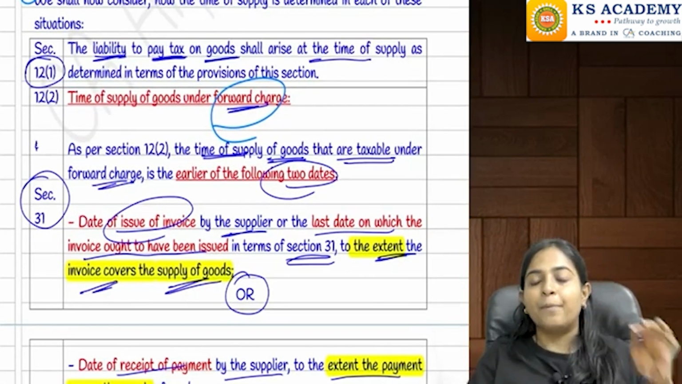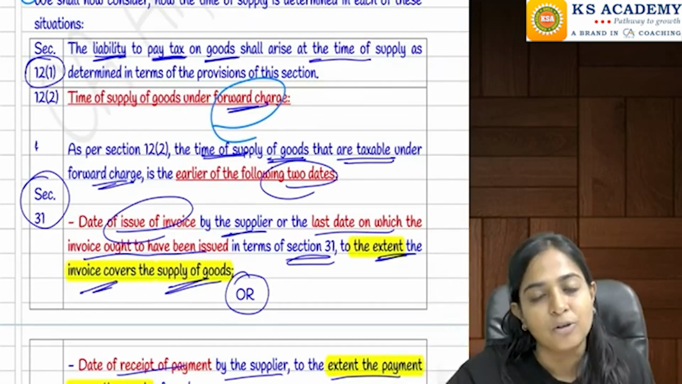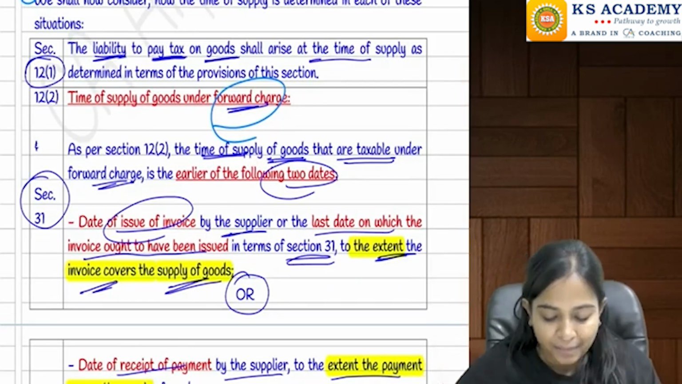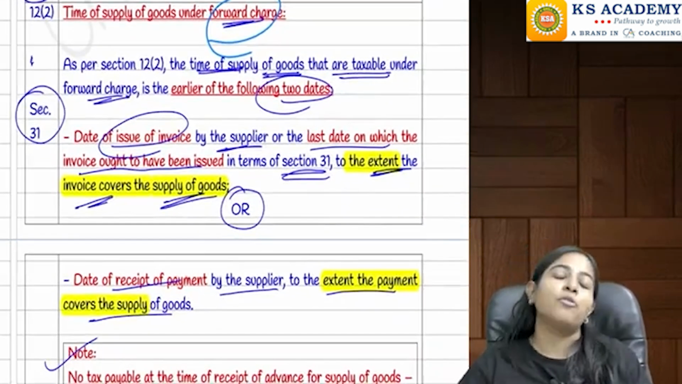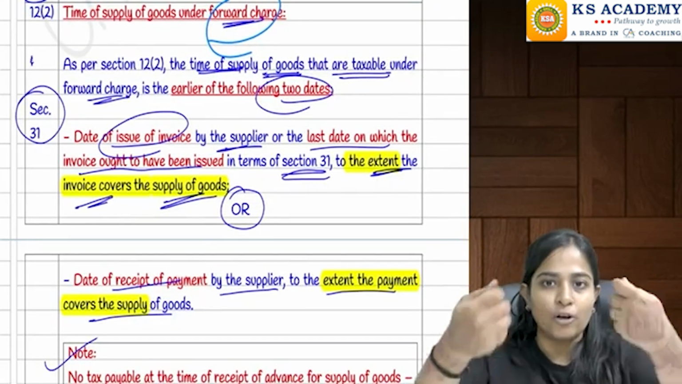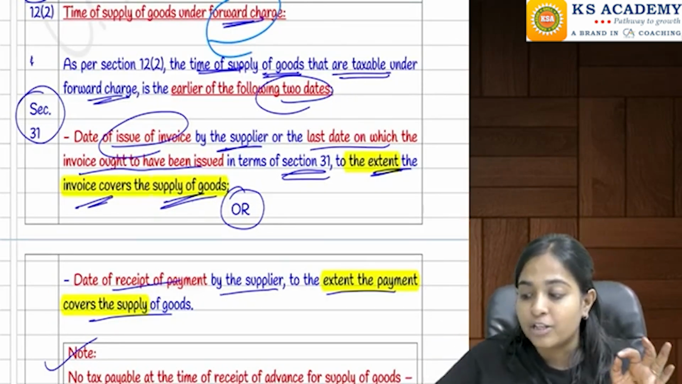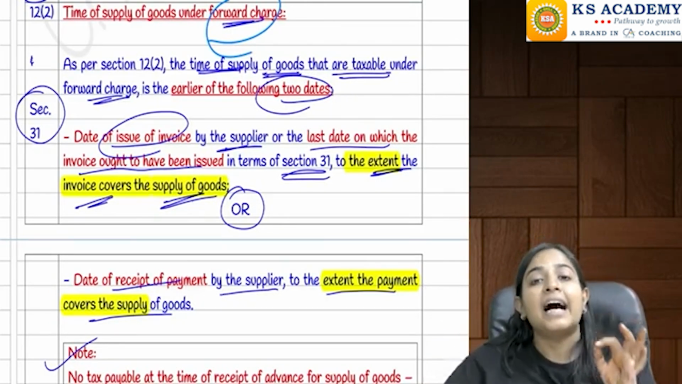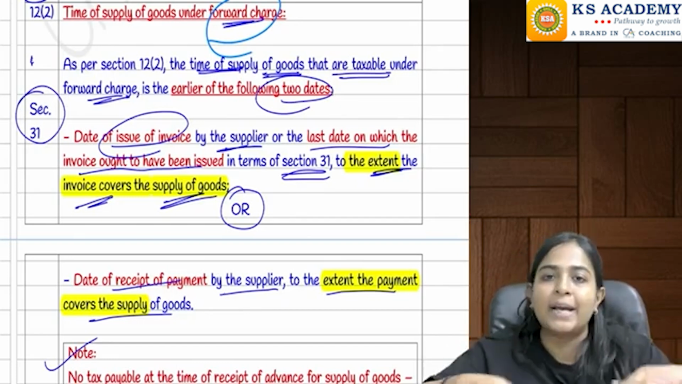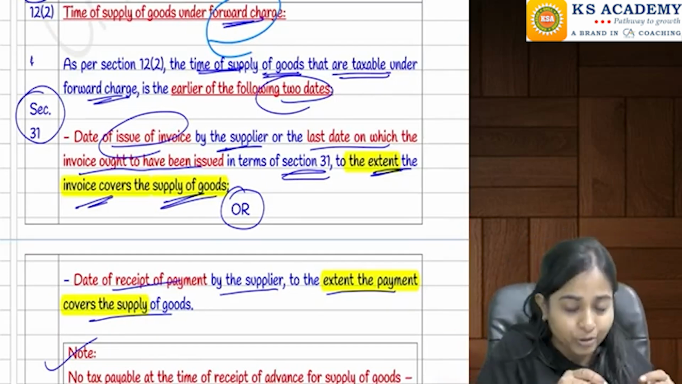Normally a supplier supplies goods to the recipient, goods will be given by the supplier and the recipient is required to make the payment. So they are telling that the time of supply will be the earlier of 2 dates. One is the date of invoice given by the supplier, or if the invoice was issued late, then the last date when the invoice should have been issued. If the invoice was issued on time, then the date of invoice. If the invoice was issued late, then the last day when the invoice should have been issued.